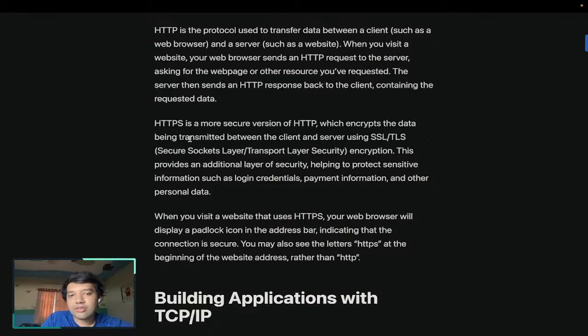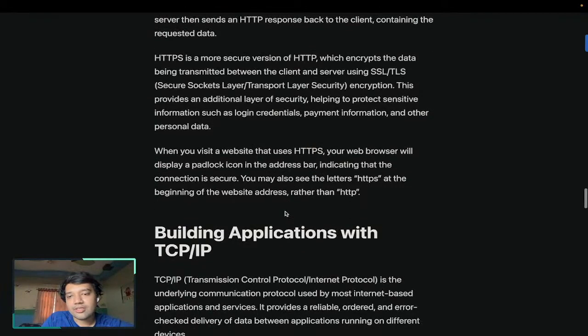HTTPS is more secure, and encrypts the data being transmitted using SSL and TLS, so Secure Sockets Layer and Transport Layer Security. This provides an additional layer of protection for payment information and other personal data. When you visit a website that uses HTTPS, your browser will display a padlock.